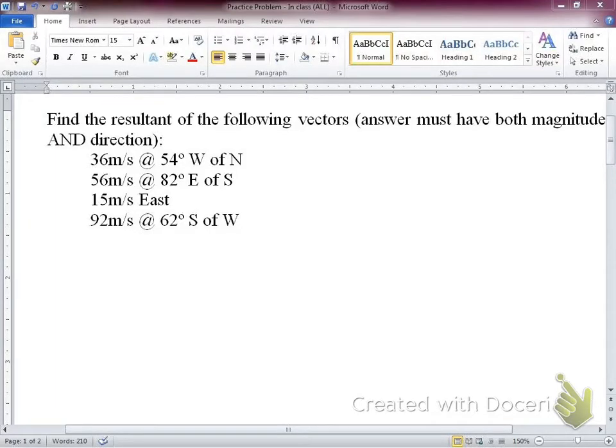So we have 4 vectors we have to take care of here. So I'm going to start with our first vector. Okay, this will be v sub 1.